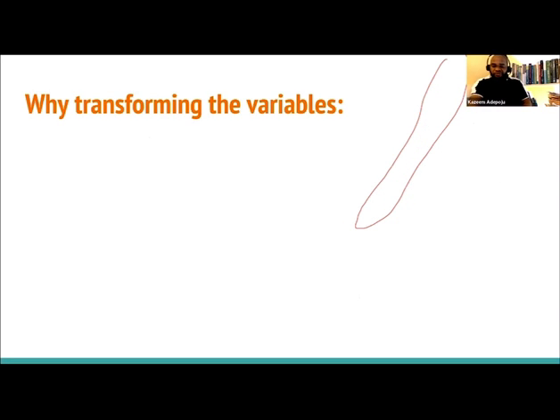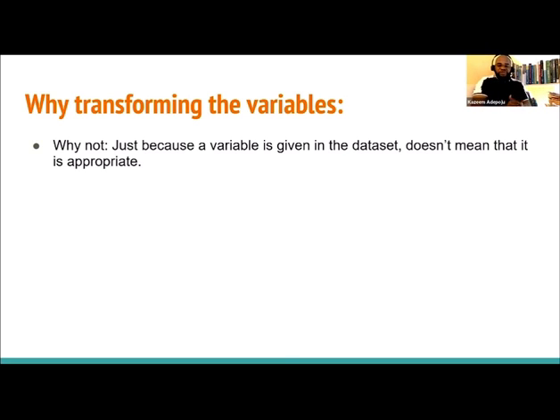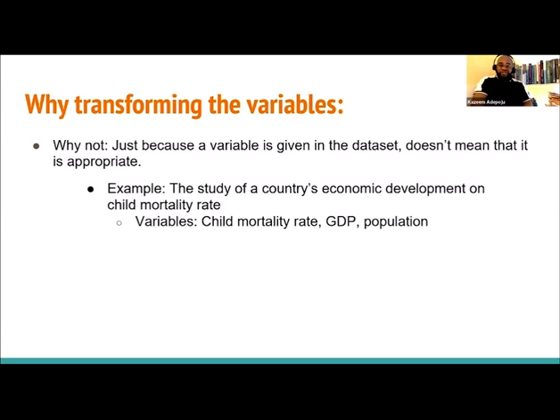Now the next thing: why are we transforming variables? Just because a variable is given in the data set doesn't mean it's appropriate. I'm going to say that again: a variable may not be appropriate, and that needs to be transformed. Because if you analyze an inappropriate variable, there's going to be a problem, and that is the reason why we need to investigate. So when it is inappropriate, then you have to transform it before analyzing.